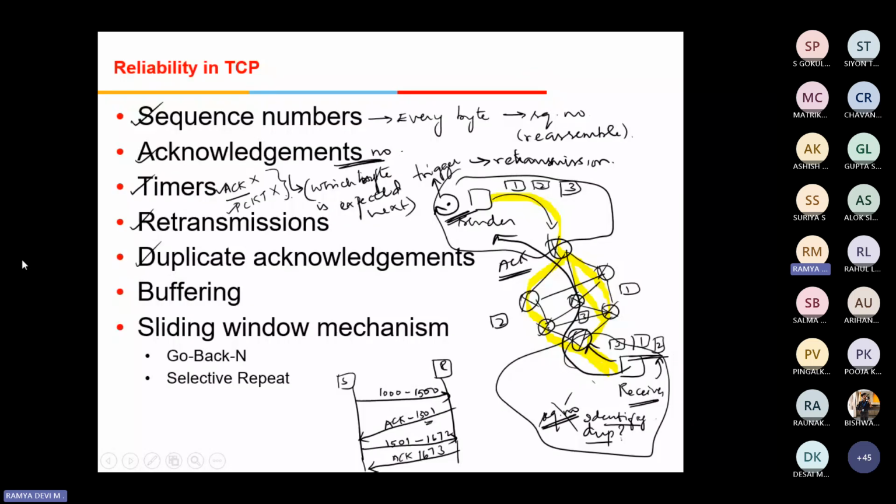Okay. So we have seen duplicate acknowledgements, and the next one is buffering. TCP uses buffers on both sides, sender side as well as destination side. These buffers act as temporary storage for the data. Before sending, the packets will be buffered, and then they will be sent. In order to ensure smooth data flow and smooth recovery, the buffers are used.